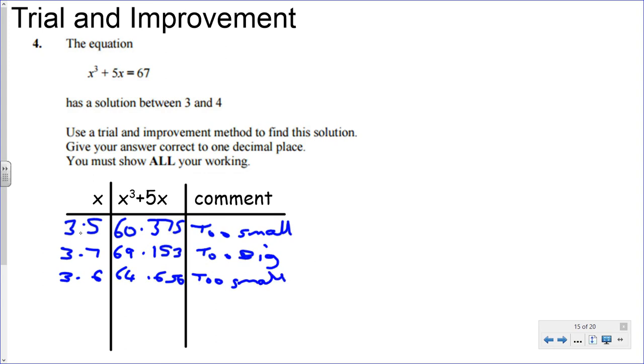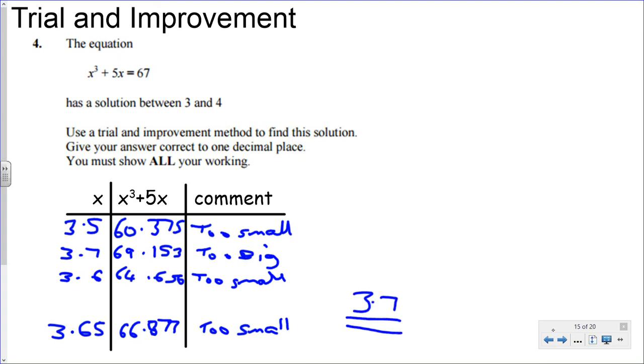So I now know that my answer is either 3.7 or 3.6, because that's too small, that's too big. So what I'm going to do down here separately, I'm going to check the number in between those, which is 3.65. When I put that into my calculator, I get 66.877, and that is just too small. Now, if that's too small, that means that 3.6 is definitely too small, so 3.7 must be my answer there, my solution. Okay.